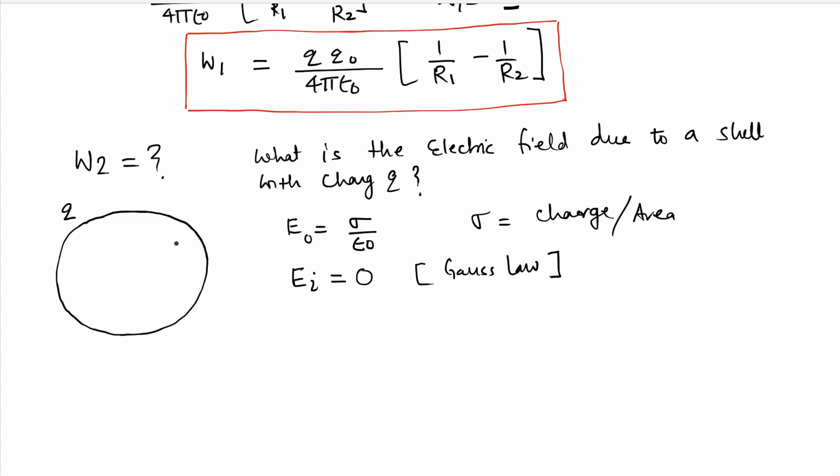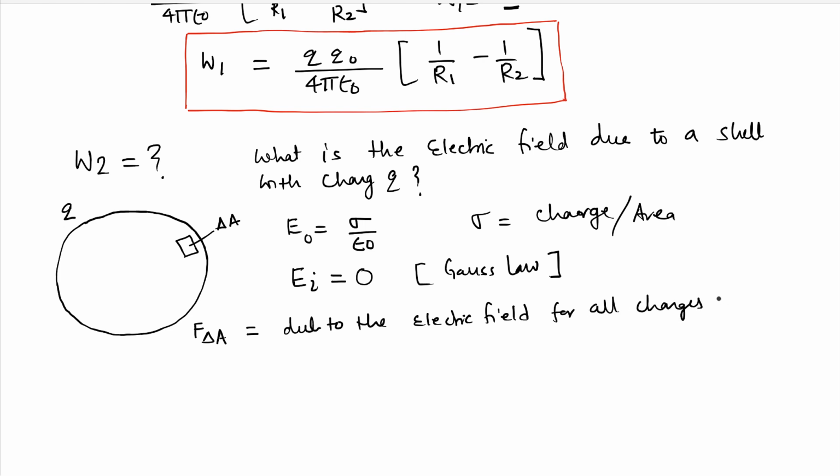It is because if you take a small area here, let's say delta A, then if you see my previous lecture, I have clearly written one fact which you should remember: the force on any area, let's say here delta A, is due to the electric fields of all charges except the charge on delta A, right?